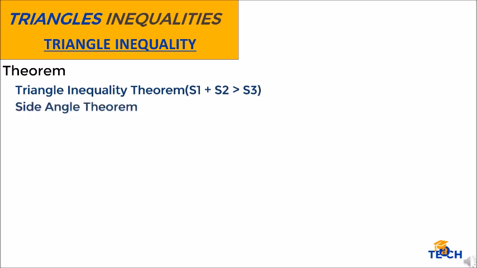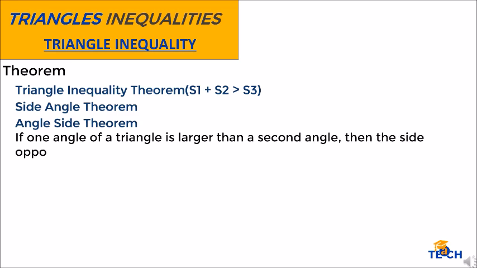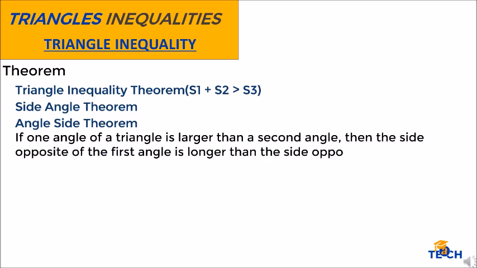So the last theorem for triangle inequality is the angle side theorem. If one angle of a triangle is larger than a second angle, then the side opposite of the first angle is longer than the side opposite the second angle. This is just the same as the side angle theorem, but this theorem is based on the angle.